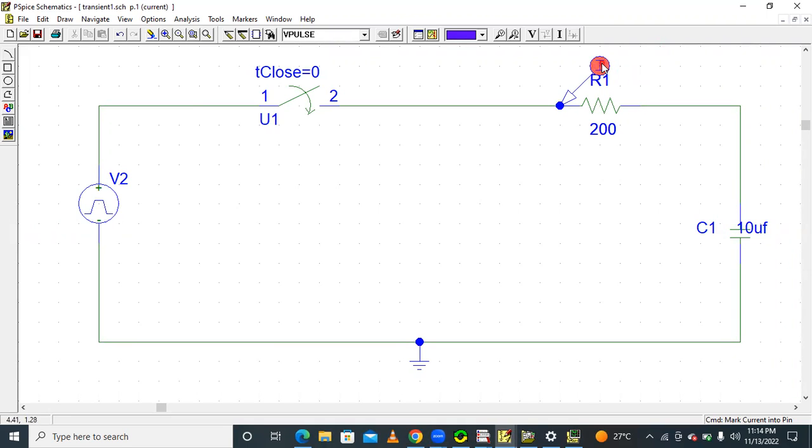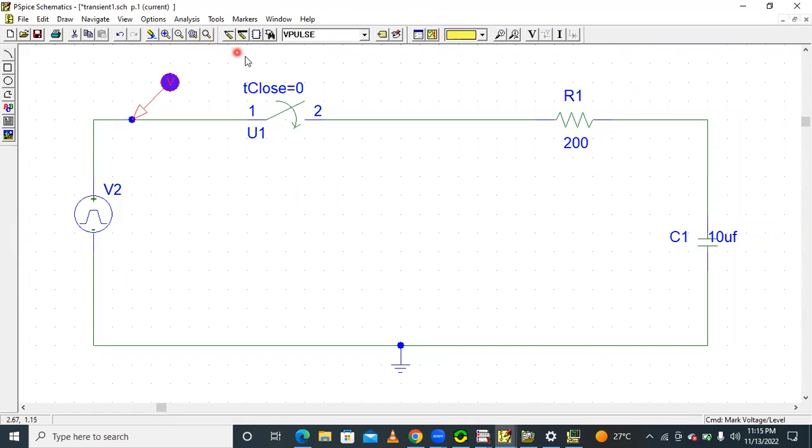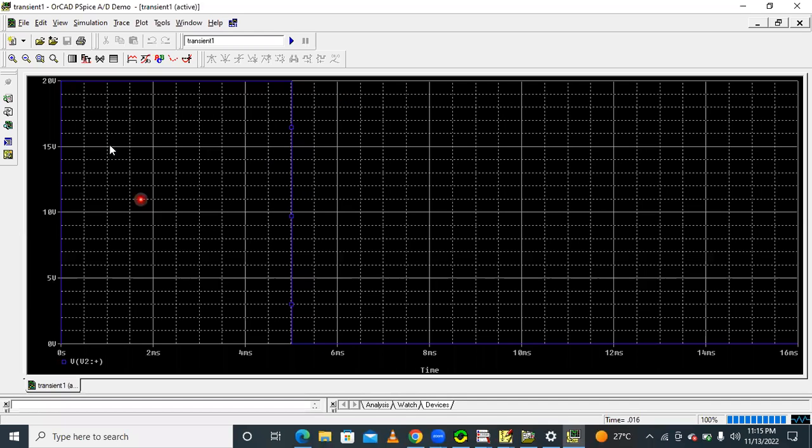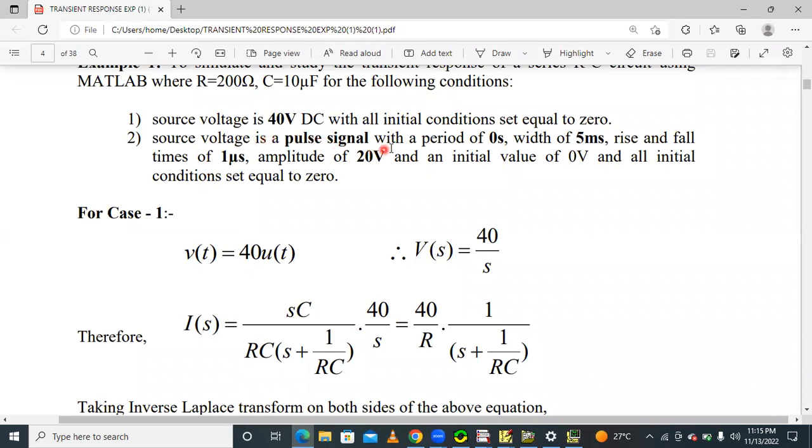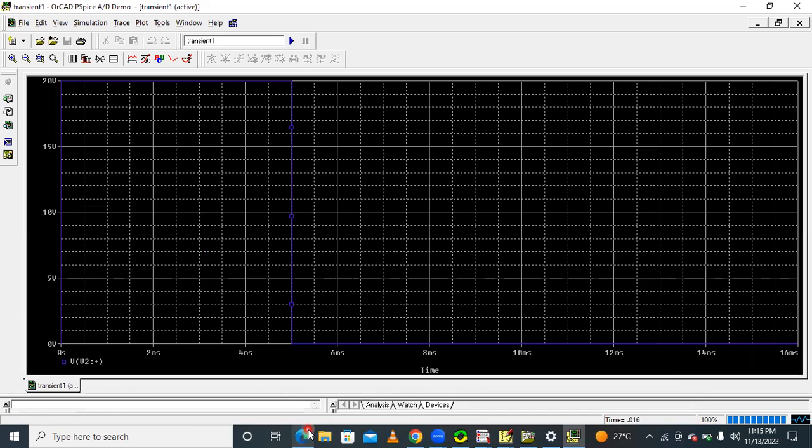Connect one voltage marker, then what type of output will we get? First we have to observe what type of input, what signal is generated from PSpice. Then run, and it will open. Like this, this is our signal according to the question: delay time is 0 seconds and pulse width is 5 milliseconds.